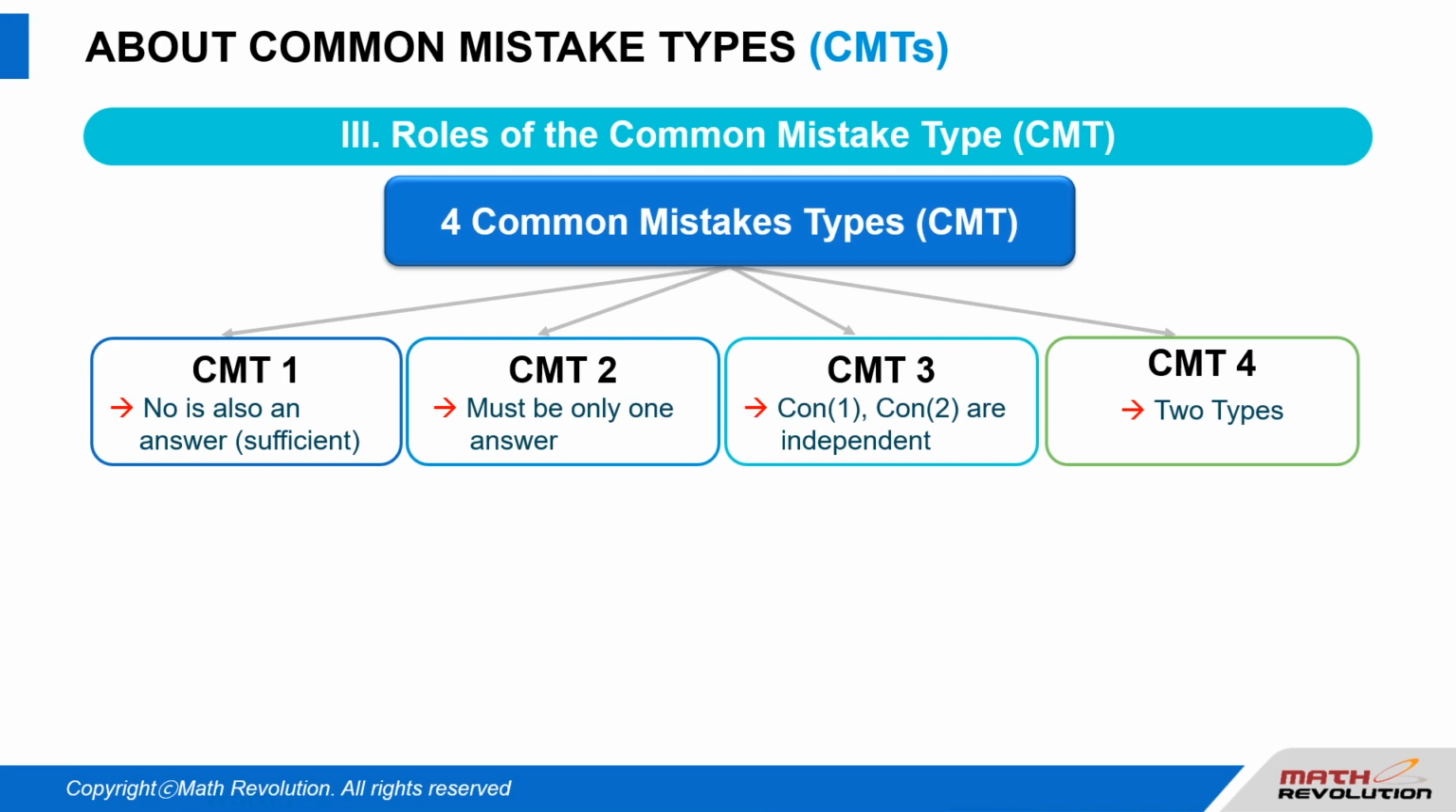3. Roles of the common mistake type, CMT. The CMTs apply to most of the DS questions presently seen in the actual test. CMT 1 and CMT 2 are useful in all of the DS questions, while CMT 3 and CMT 4A and B are likely to be seen in approximately 4 or 5 questions in each test.